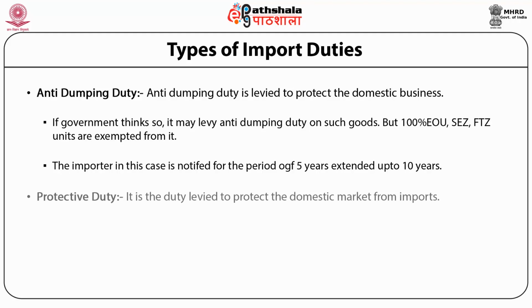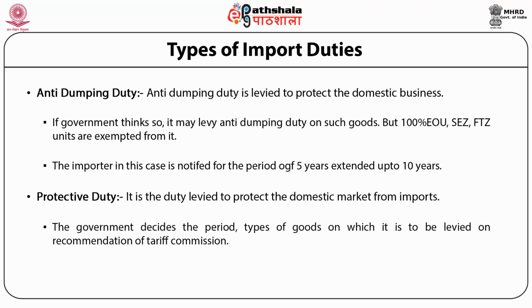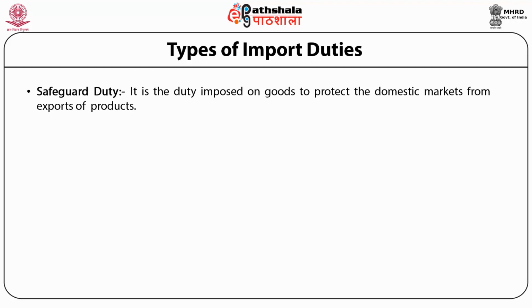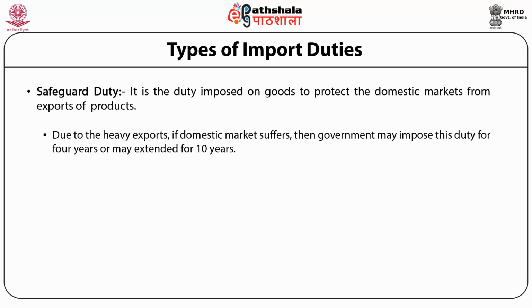Another type of duty is protective duty. It is a duty levied to protect the domestic market from imports. The government decides the period and types of goods on which it has to be levied, on the recommendation of the Tariff Commission. Next is safeguard duty. It is a duty imposed on goods to protect the domestic market from surges of imported products. Due to heavy imports, if the domestic market suffers, then the government may impose this duty for 4 years or may extend it for 10 years.